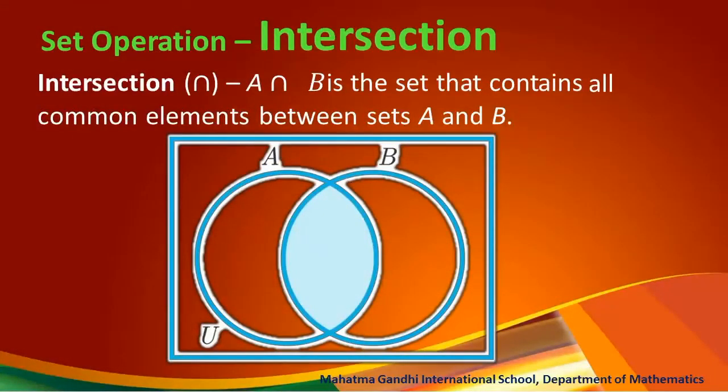Second one is the intersection. The symbol ∩ indicates intersection. So A intersection B is the set that contains all the common elements between set A and set B. Look at the Venn diagram. In this Venn diagram there are two sets A and B. Look at that blue shaded area. That area is common to A and B. So that area we call A intersection B.